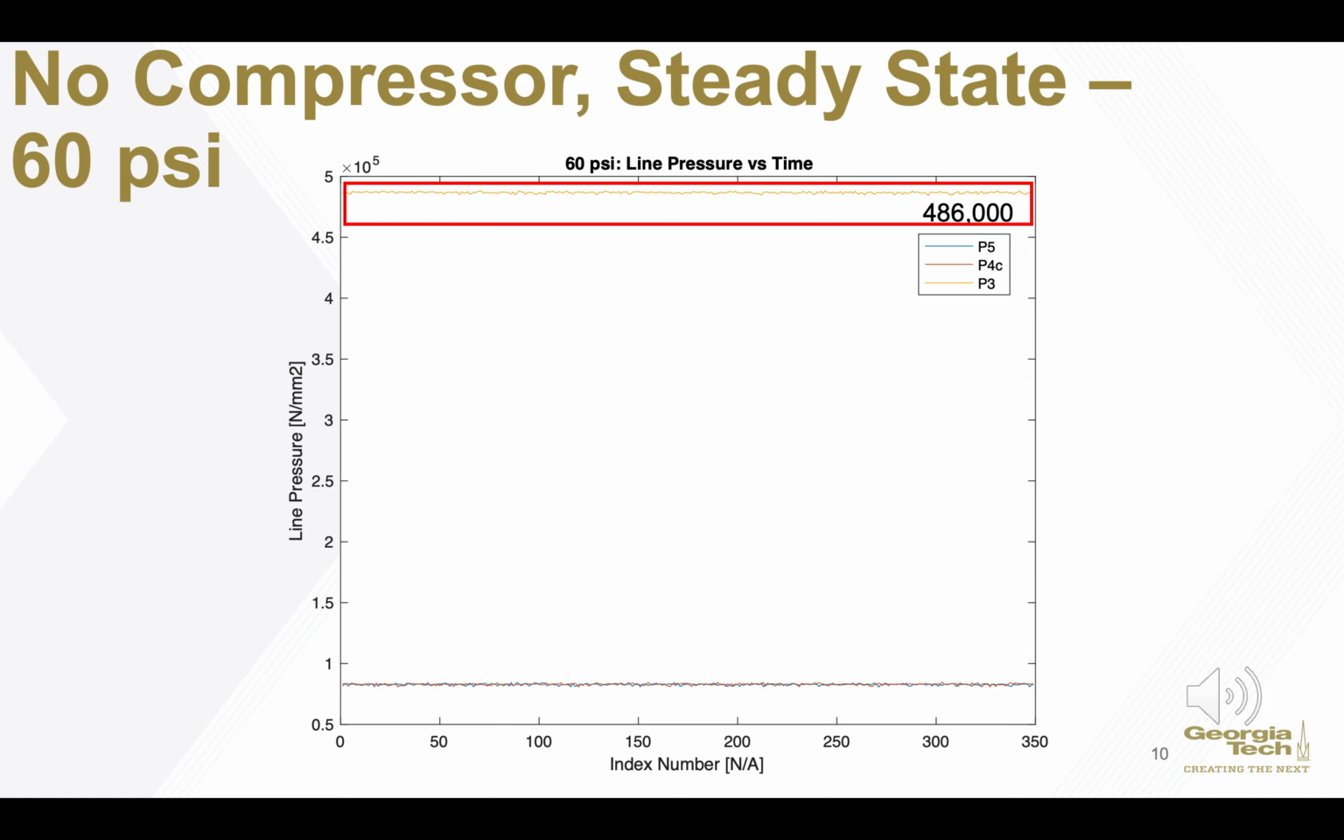The same process was carried out for the 60 psi nominal pressure, and the steady-state value was found to be around 486,000 newtons per meter squared. There is high faith in this value since there is little variation outside of this value.